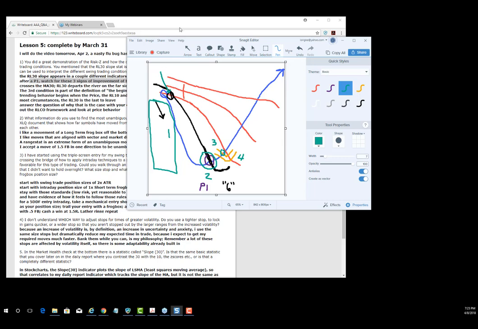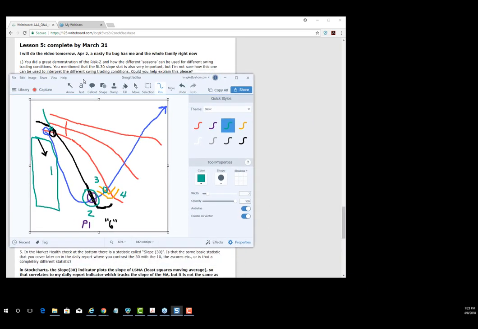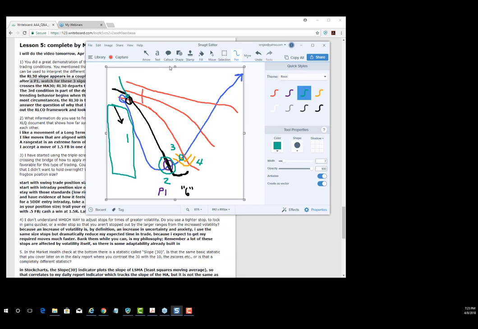So one way to answer this generic question about how you can use the RL30 slope to interpret different swing trading conditions? Well, here's one of the ways, and this is on any time frame, right? But an owl pattern tells you that based on the unambiguous move, this move downward, that this symbol is now in play. You have an unambiguous directional move.